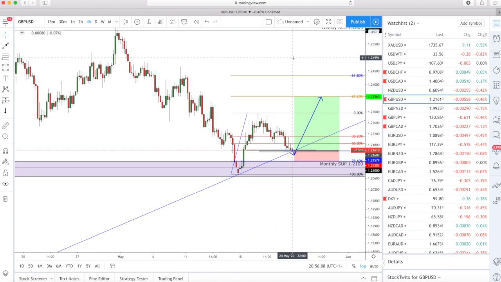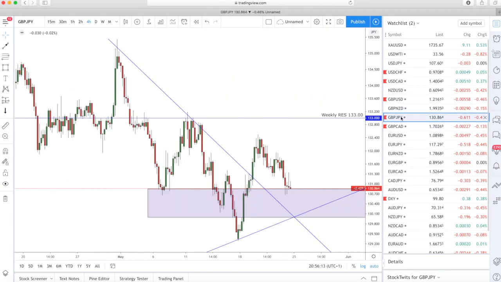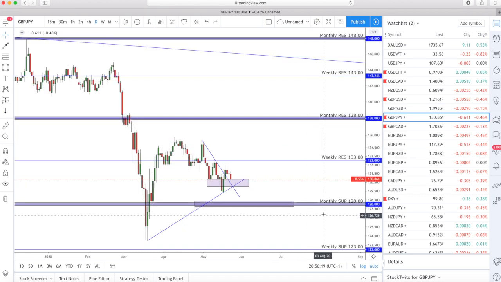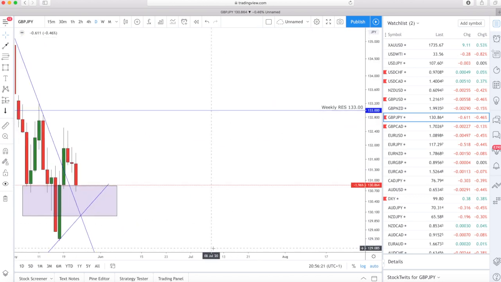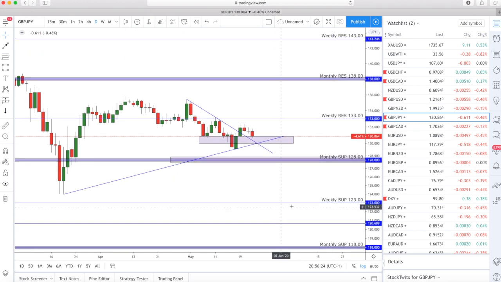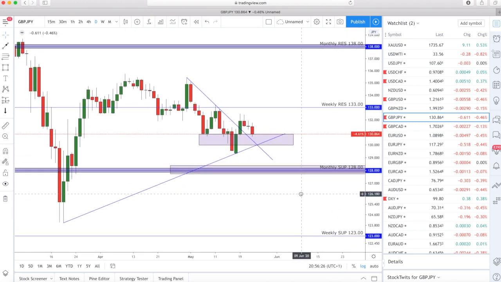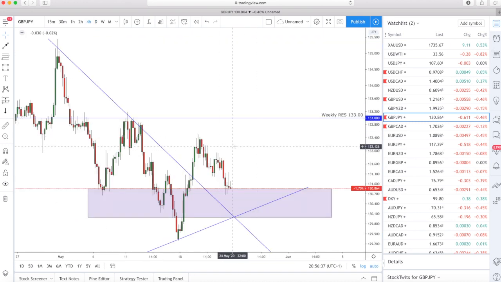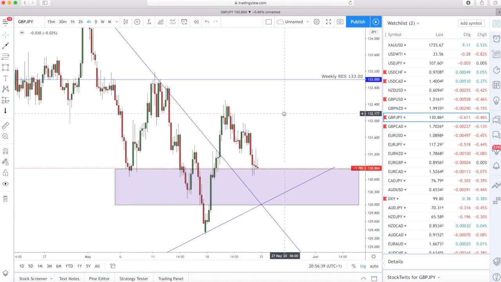Yeah, that's cable. So pound yen also correlating with our pound bias. On the daily time frame here, you've got to be quite careful, because as you can see on this daily time frame, we are in a downtrend. So new low, lower high, low, low, lower high. So we could potentially make lower lows here towards our monthly support. So I'm going to be a bit vigilant on this pair.